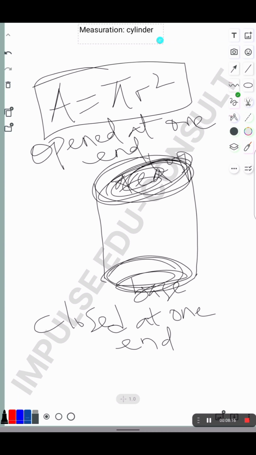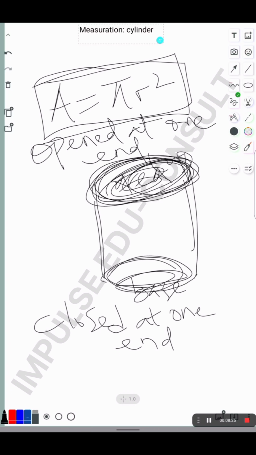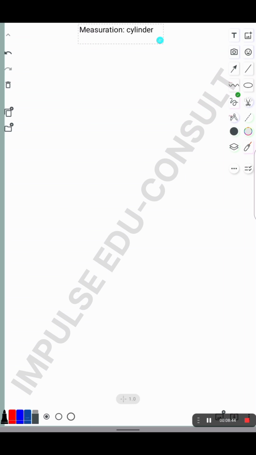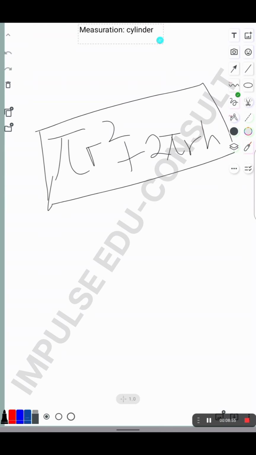Now don't forget this is the area of a circle. You add this area, the one that is closed, plus the curved surface, which is the rectangle. You add them together to give you the area of a cylinder closed at one end or open at one end. It is the same thing. So that means you now have pi r squared plus 2 pi r h. This is the area of a cylinder closed or open at one end.